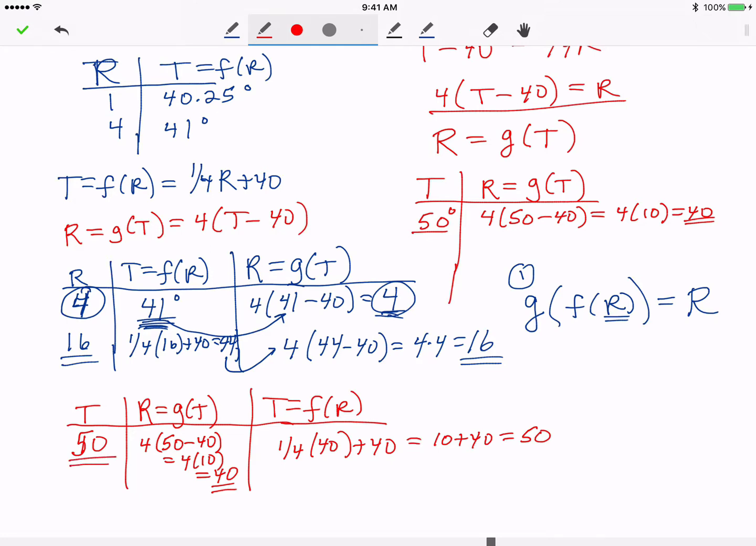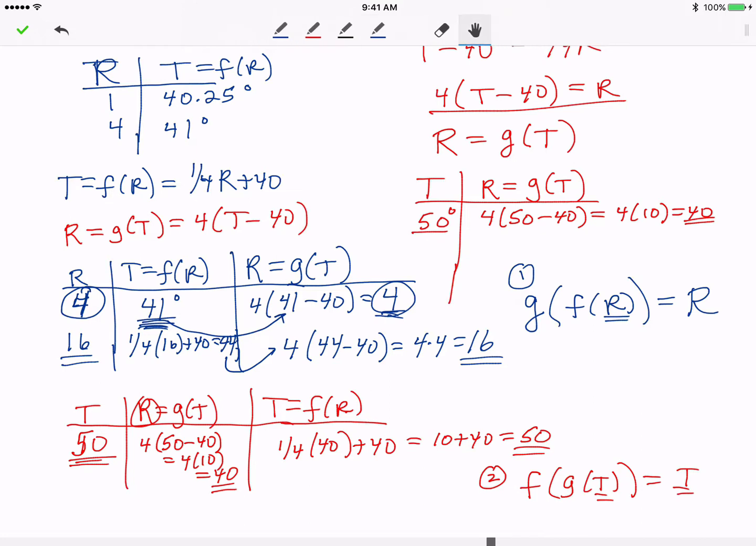So again, you take a temperature in, find the chirp rate, and then use the other function for the chirp rate to go back to temperature, and you get the same temperature that you started with. So what we have found here is that the function f composed with g of t is equal to t, the starting temperature that you picked. This behavior is indicative of inverse functions.